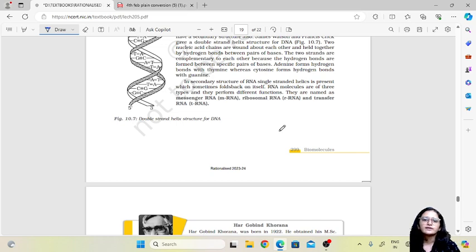Then in the secondary structure of RNA, a single stranded helix is present, which sometimes folds back on itself, and RNA is of 3 types. They perform different functions. So we have 3 types of RNA, that is messenger RNA, ribosomal RNA and transfer RNA, which are called mRNA, rRNA and tRNA.